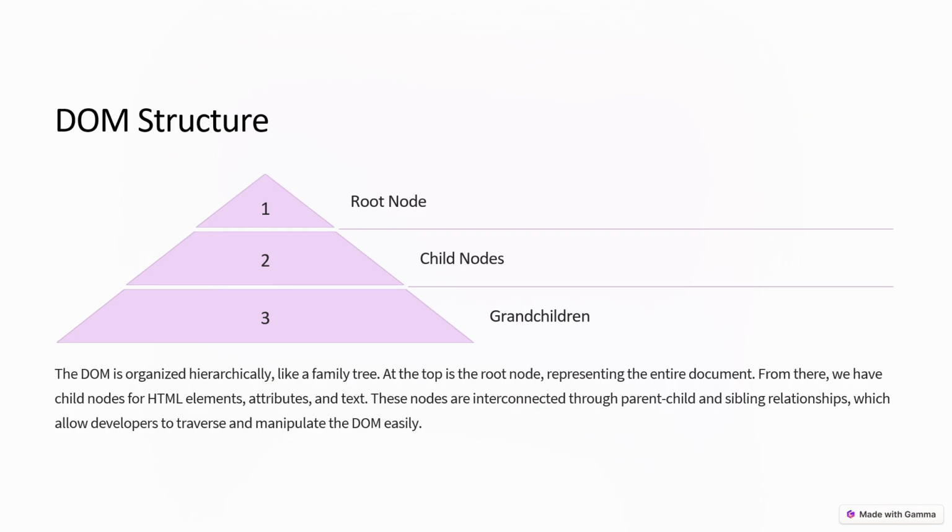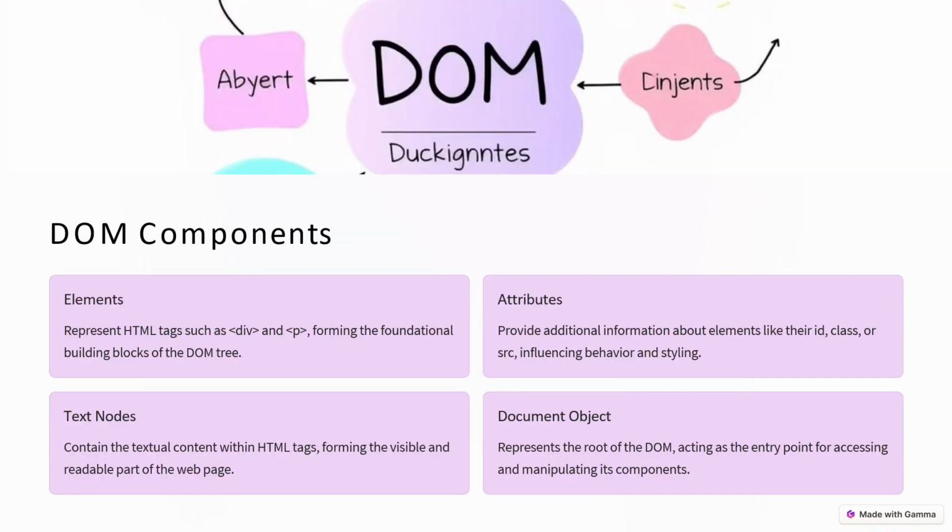Now, DOM structure. The DOM is organized hierarchically like a family tree. At the top is the root node representing the entire document. From there, we have child nodes for HTML elements, attributes, and text. These nodes are interconnected through parent-child and sibling relationships, which allow developers to traverse and manipulate the DOM easily.